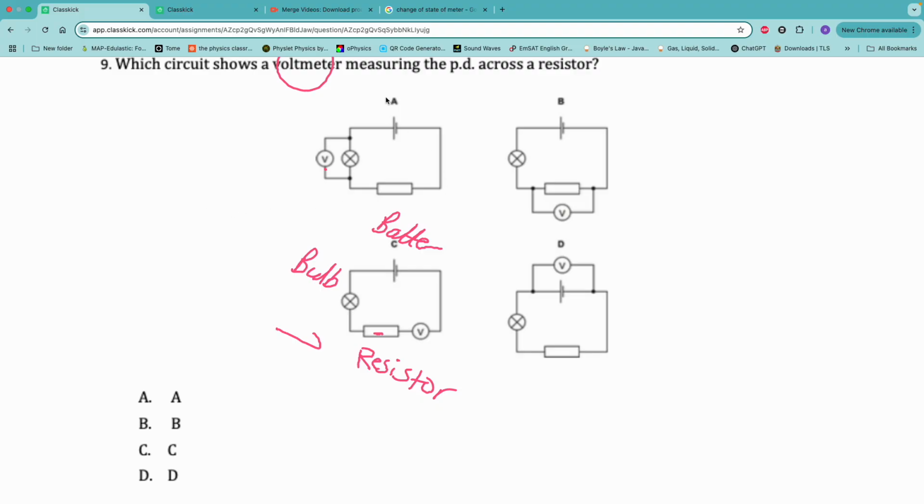with the resistor. If we go to A, it is not correct. Why? Because it's parallel but with the electric bulb. Here it is parallel but with the battery, so it's not correct as well. Here it's not parallel, it's series, so also not correct. The only option is B, it is parallel with the resistor.